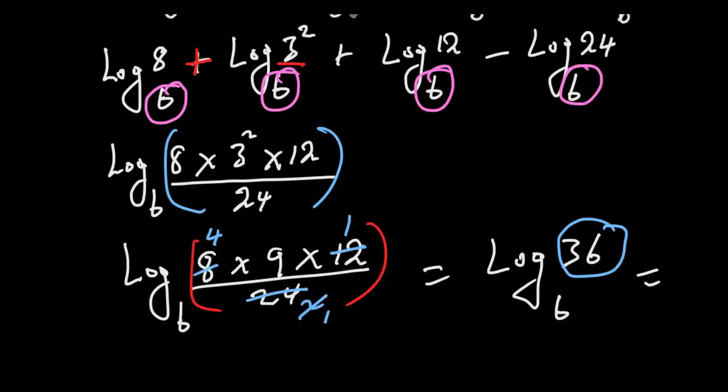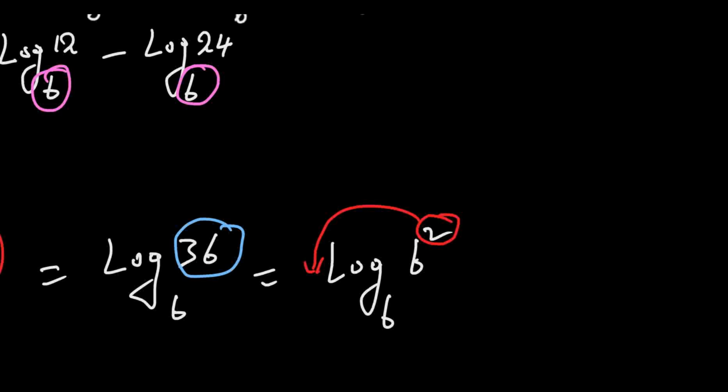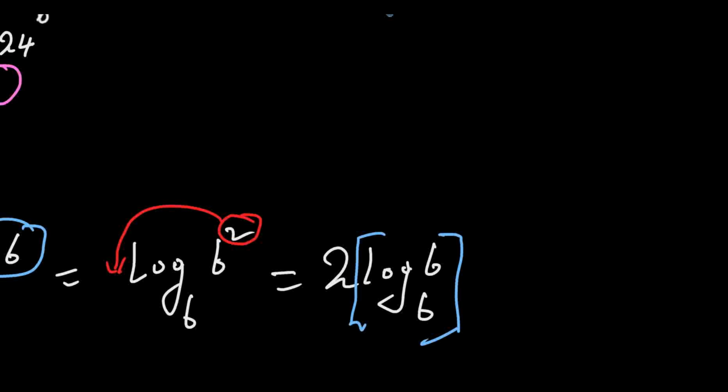Now at this point, we can simply write 36 in the index form, and this will be equal to log 6 squared to base 6. So we can simply switch this exponent over here, and this will be equal to 2 log 6 to base 6. Now recall that the log of a number to its base, which means log 6 to base 6, is 1. So this will be equal to 2 times 1, which is equal to 2. So this is the final answer to this question, and I hope it makes some sense.